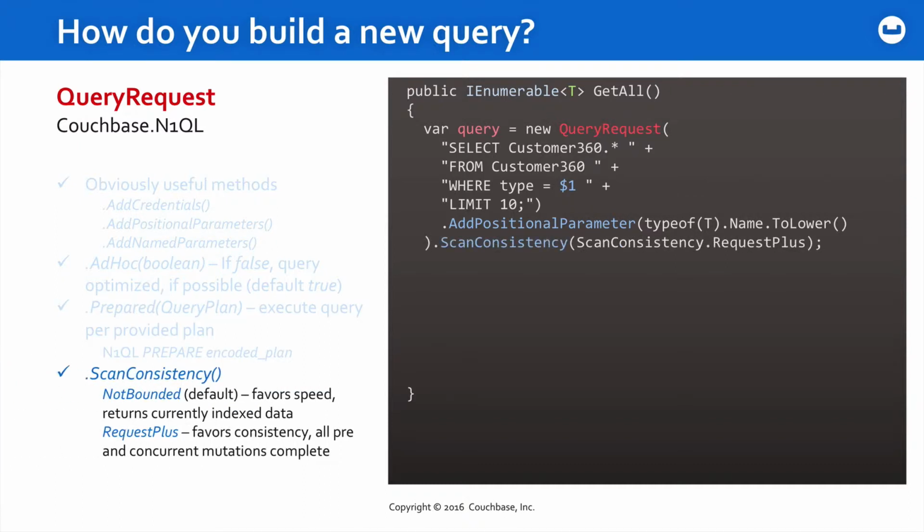There's also a scan consistency method that lets you control the consistency level of the returned results. Now the default is not bounded. This favors speed on your query. It means that whatever data is currently indexed at the time the query is executed, that's what you're going to get back. Now you can optionally set request plus on this parameter, and this favors consistency instead. It's going to require that all existing mutations at the time of the query are resolved completely before the result set is returned from this query. So it depends on your needs for a particular application, but the default is not bounded. By default, it favors speed.